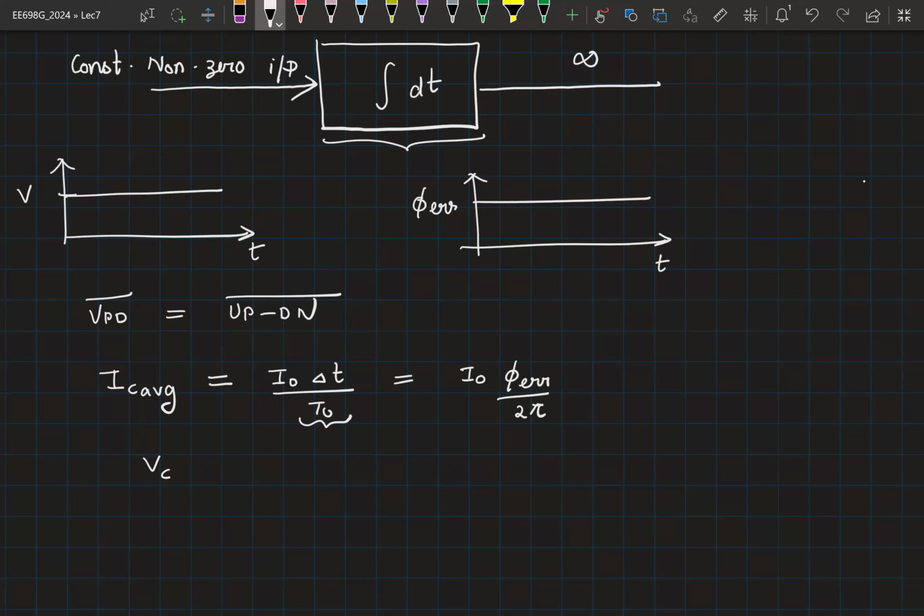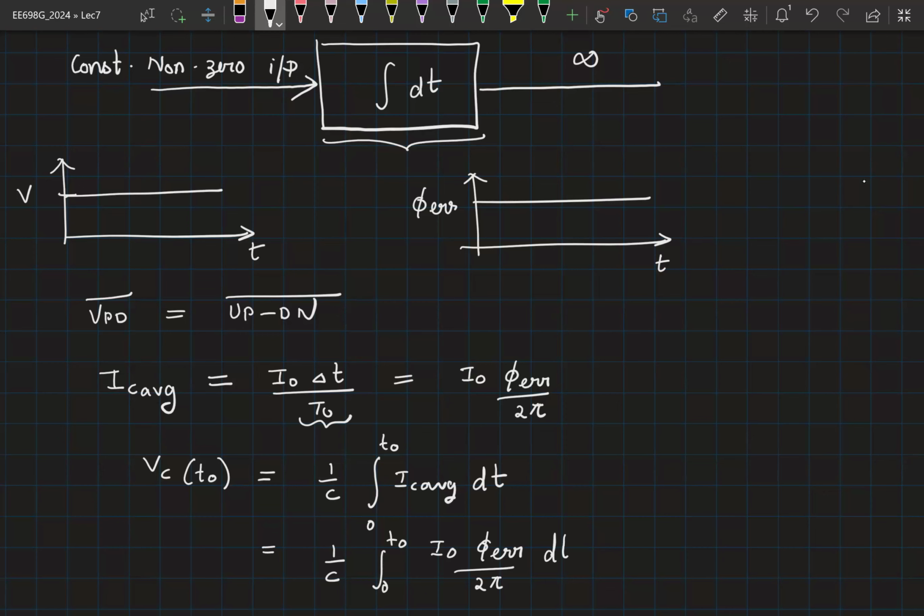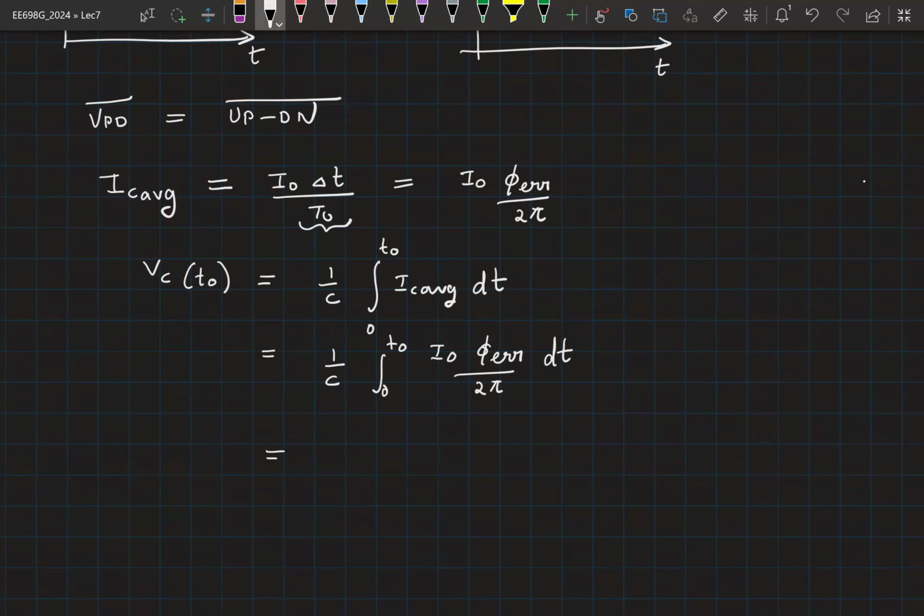So now we see, let's say at a particular instant, VC at T naught will be equal to 1 by C integral from 0 to T naught IC average dt. This is 1 by C integral from 0 to T naught. This is I naught into phi error by 2 pi dt. So I can bring I naught by C and 2 pi outside. This is simply integral of phi error into dt.